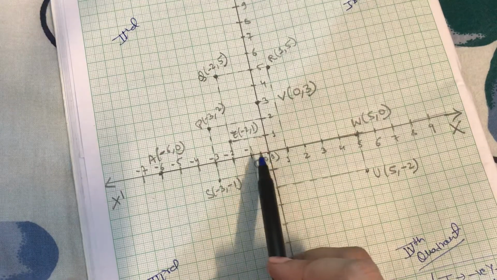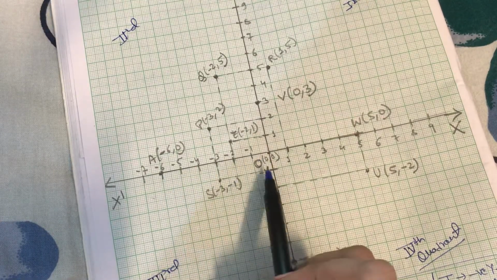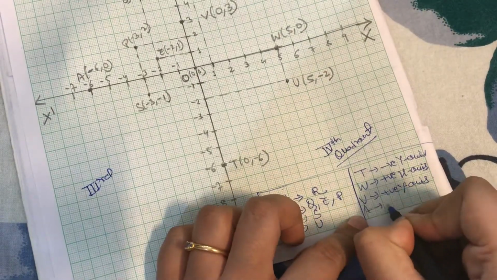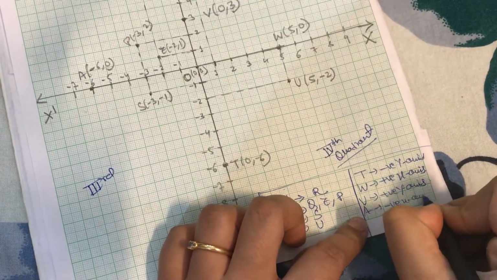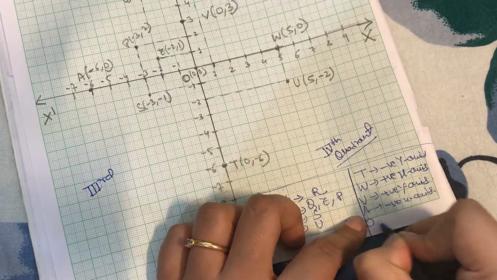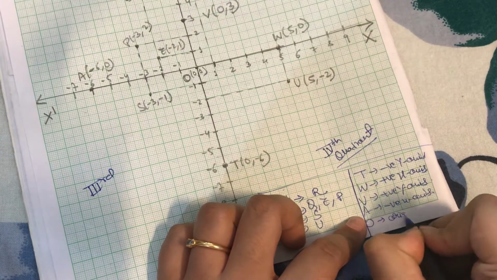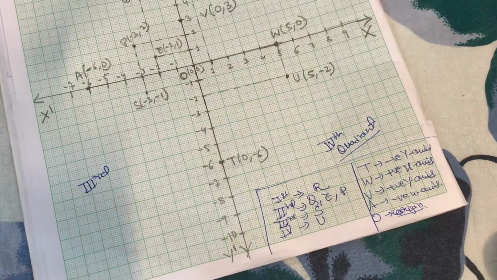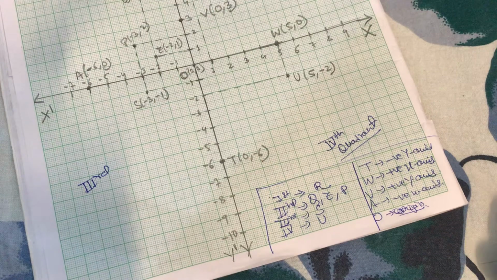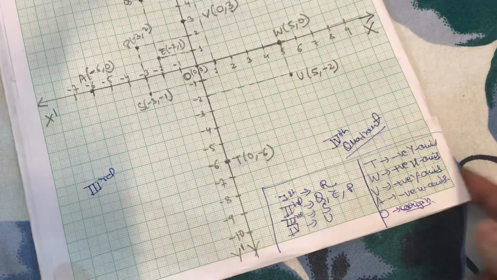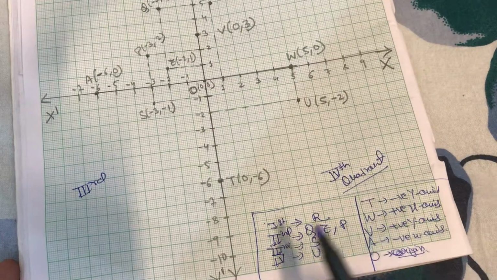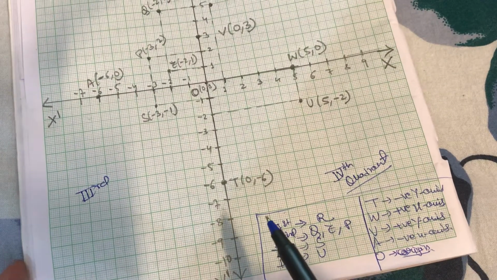And what about the next point, which is A? A lies on the negative x axis, and O is at the origin, and the coordinate of the origin is 0, 0. It doesn't lie on any of the axes or quadrants. It is the origin, right? So this is how we can figure out which points are lying in which quadrant.